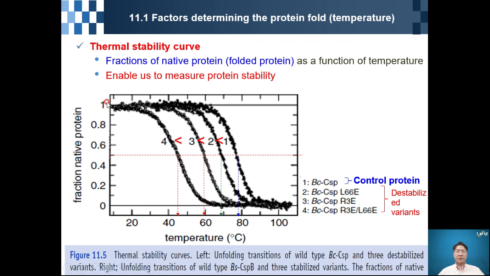So based on this thermal stability curve, we can tell which protein is more stable or not. We can put a line at 0.5, and at that point we can measure the temperature. Based on this temperature, we can say which protein is more stable, and finally this is the weakest protein.